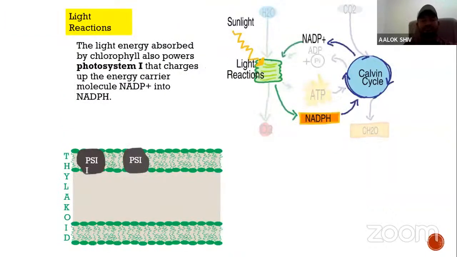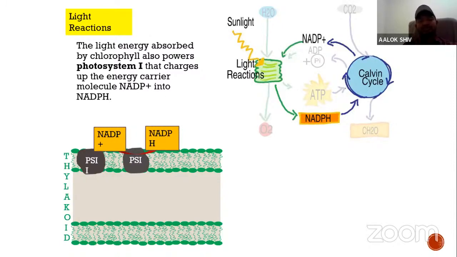So this is also happening. It happens in the photosystem second, right? Photosystem second converts the ADP into ATP. You have to remember this from an exam point of view. So in photosystem second, ADP gets converted into ATP with the help of the enzyme ATP synthetase.